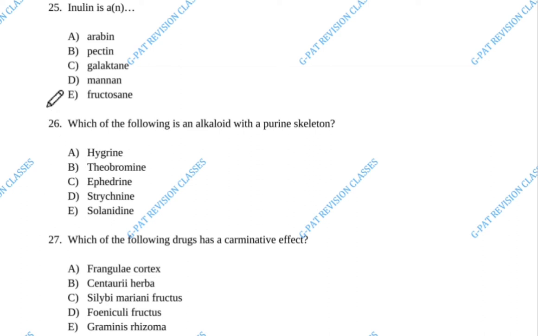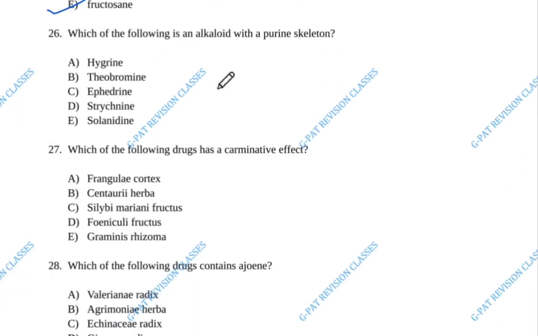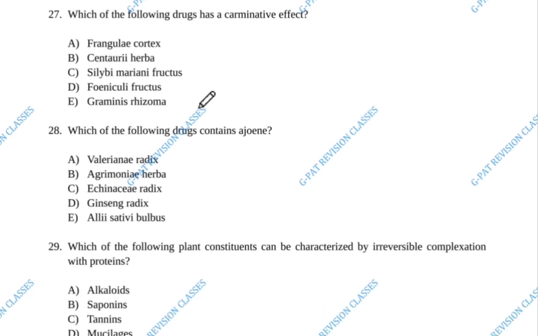Insulin is a fructosan. The answer is E. Next is question number 26. Which of the following is an alkaloid with a purine skeleton? The answer is B, Theobromine. Next is question number 27.